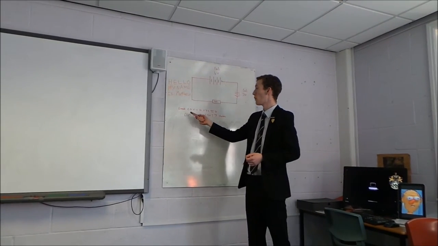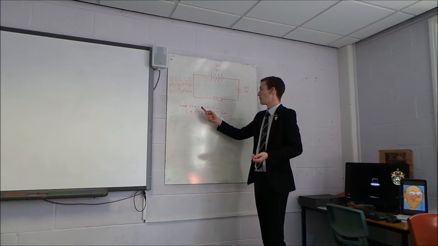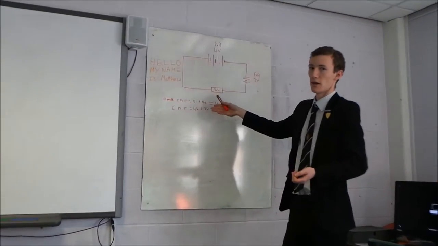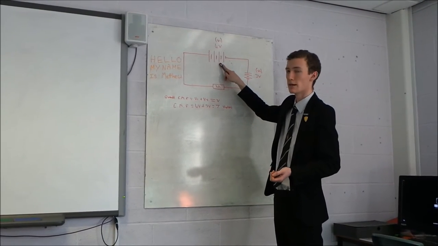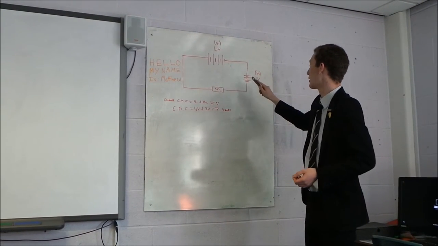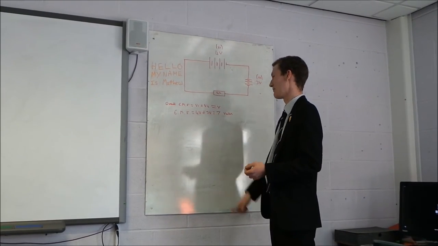As you can see, you've got an overall equation for the overall EMF. You've got V1 plus V2 equals overall V. In this case, we've got 4 volts coming from this supply of EMF and another 3 volt supply over here. So 4 plus 3 equals 7 volts.